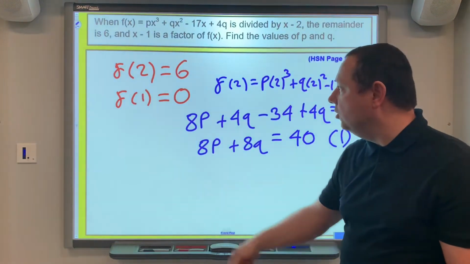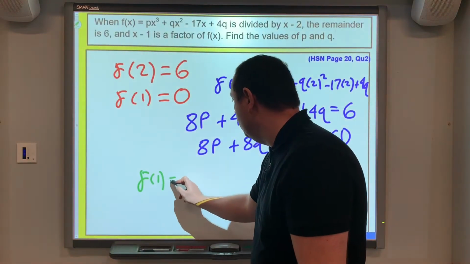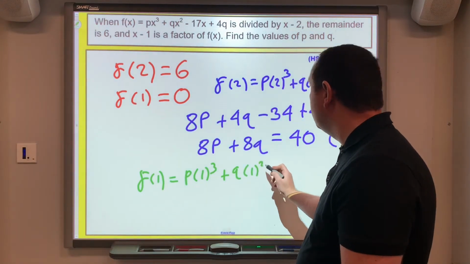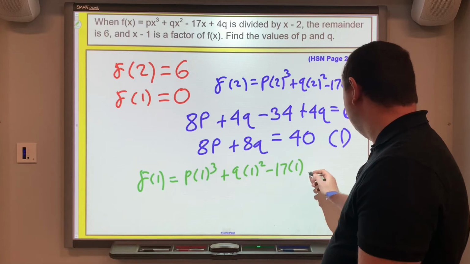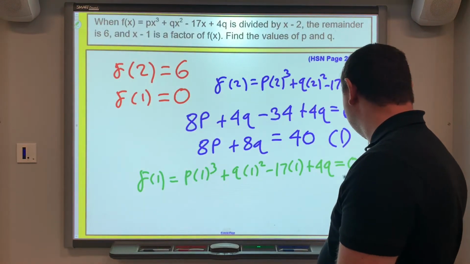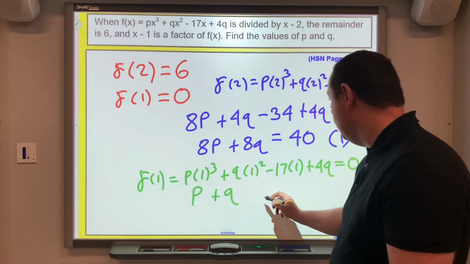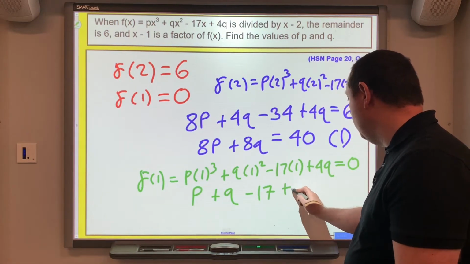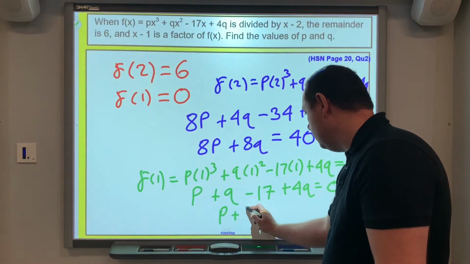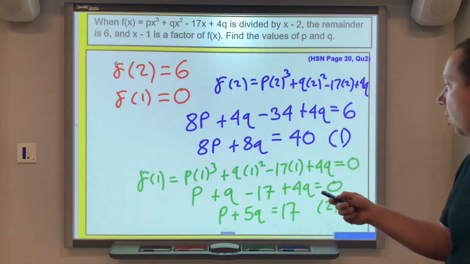And now we'll find equation 2. Using f of 1 equals 0, I'll substitute 1 in. So f of 1 is equal to p times 1 cubed plus q times 1 squared minus 17 times 1 plus 4 cubed. And we know that this equals 0 because x minus 1 is a root. So we tidy that up. 1 cubed is 1, so that just gives me p. 1 squared is 1, so that gives me q. Minus 17 plus 4q equals 0. Collecting like terms, we get p plus 5q equals 17.